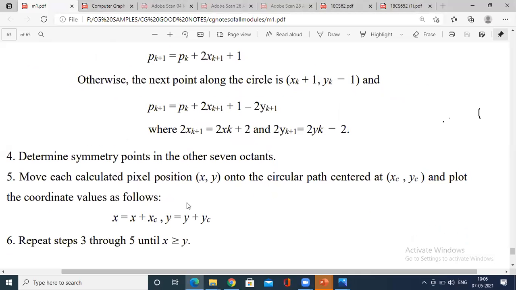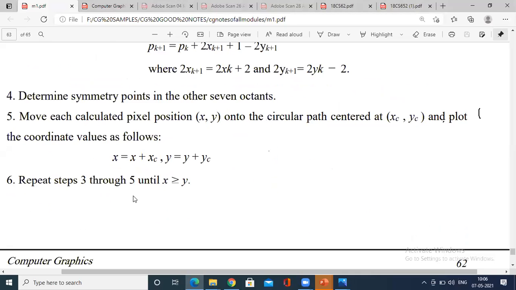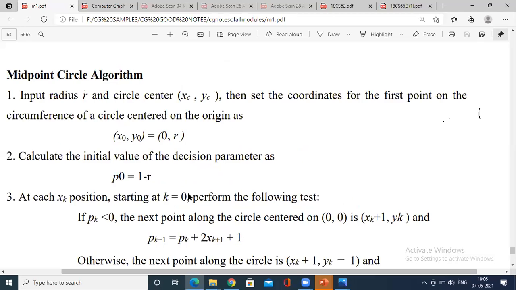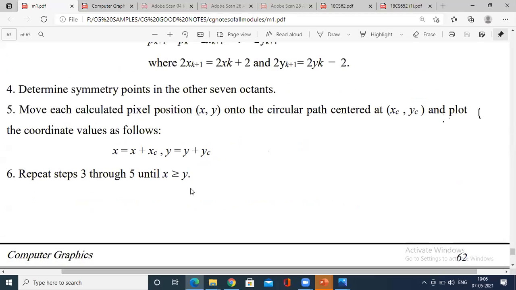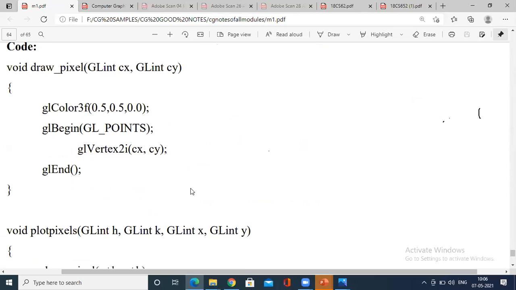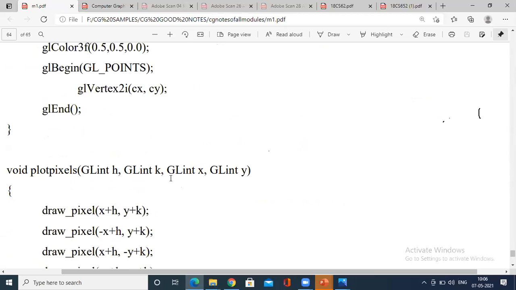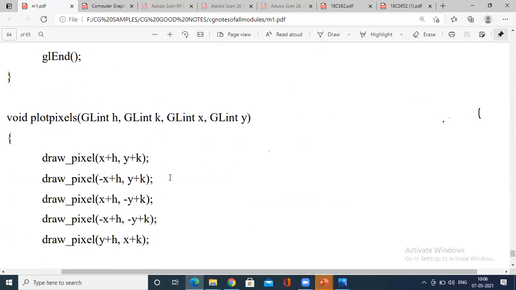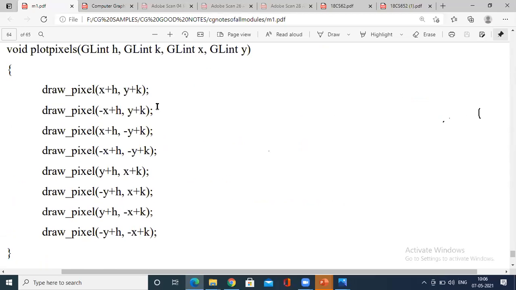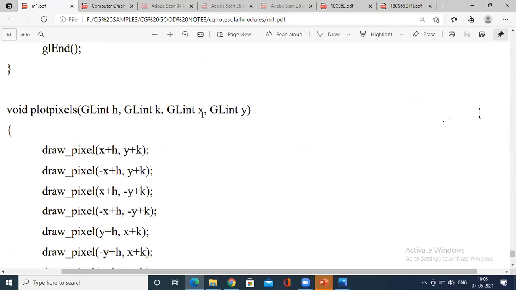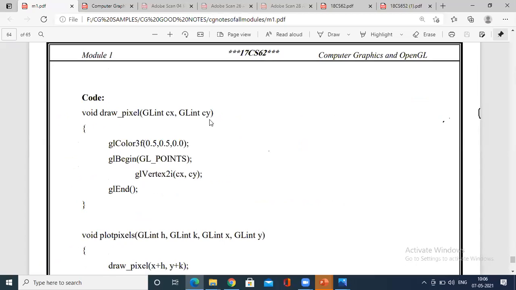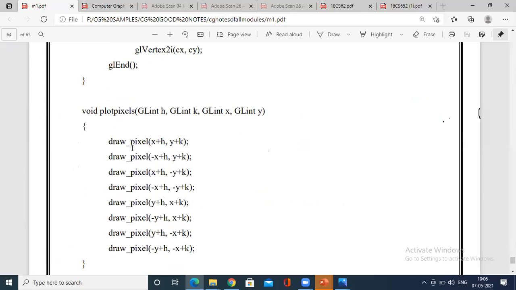So we have to plot each calculated pixel, and finally you have to stop when x is greater than or equal to y. That is, when x becomes r, we will stop, saying that the arc has been identified. The same applies in the circle drawing algorithm we have used here. This is for the 8 sectors of a circle. Now let us see the algorithm on it. We are left with one problem in this circle drawing. Before that, you have to draw the pixel. See here.